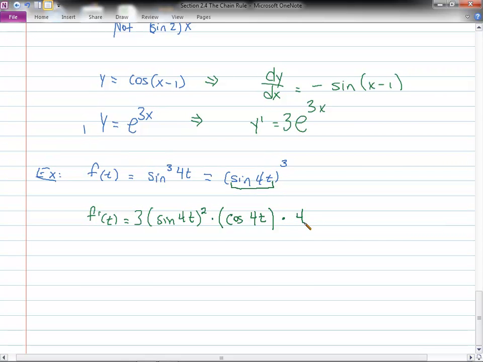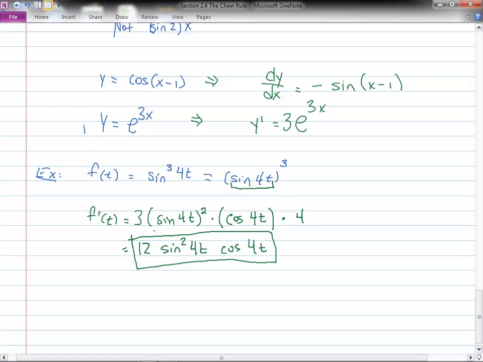Okay? So, in the end, if you multiply the 3 times the 4, you get 12. You have a sine squared of 4t, and you have a cosine of 4t. And that is your final answer.